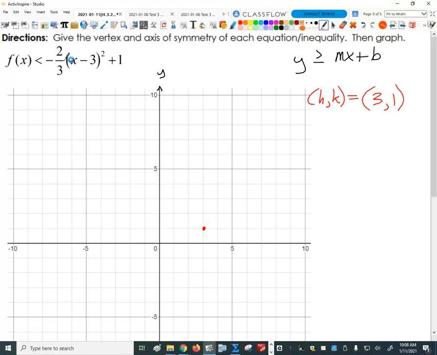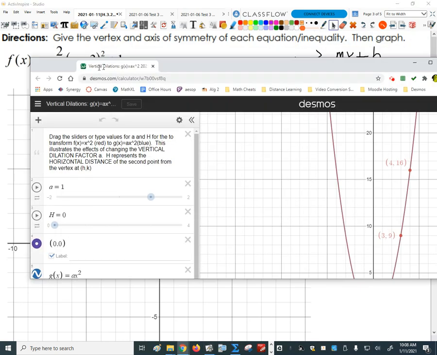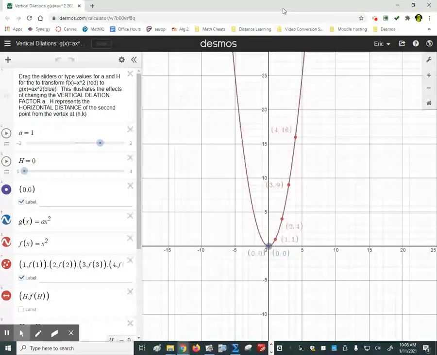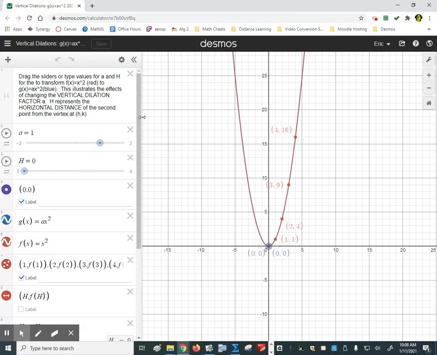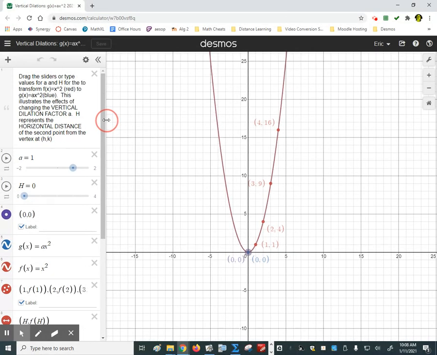I'll put this on Google Classroom, so if you want to go back and mess around with this yourself, you can play with it as well. I built a little Desmos graphing document here that should illustrate this a little bit.